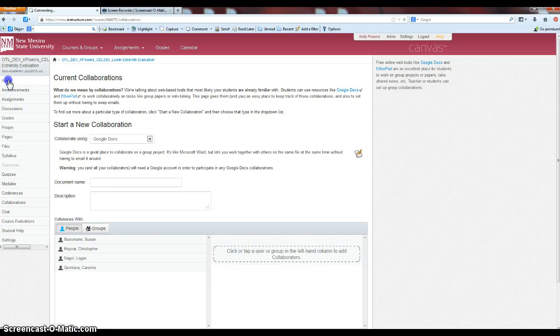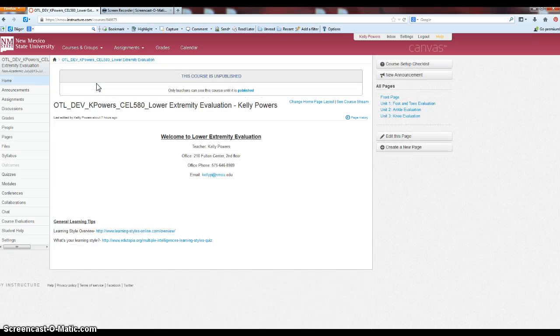But overall, I like Canvas so far. Working out some of the kinks and everything is definitely interesting. So I look forward to learning more about it in the next couple weeks that we have left in the semester. Hope you all enjoyed my page.